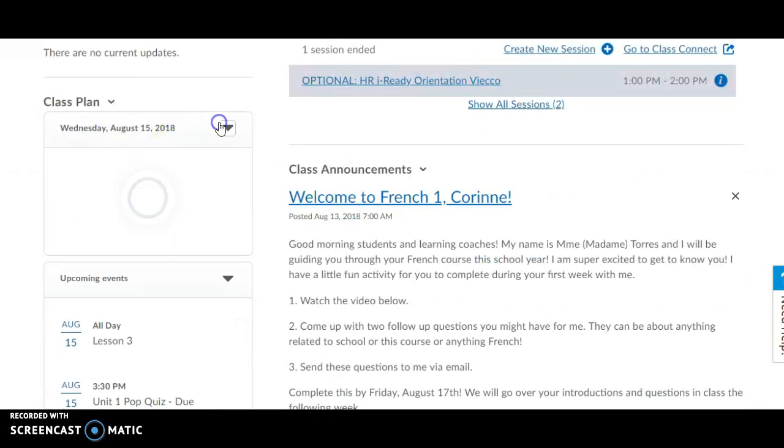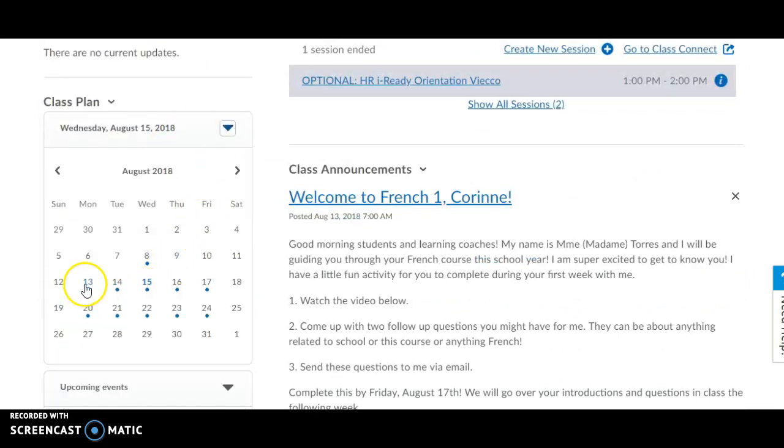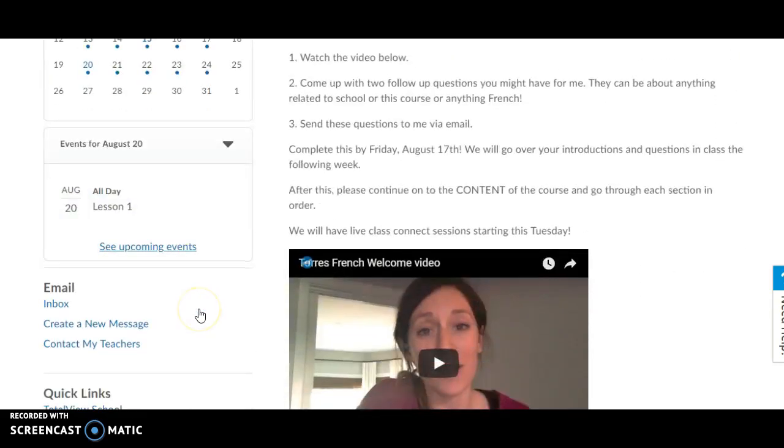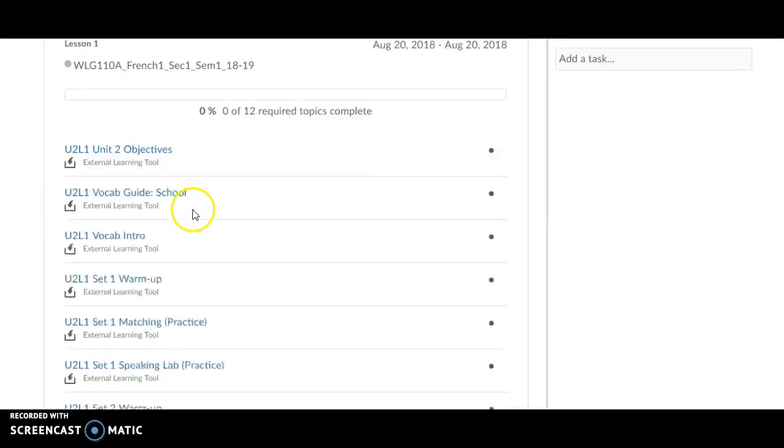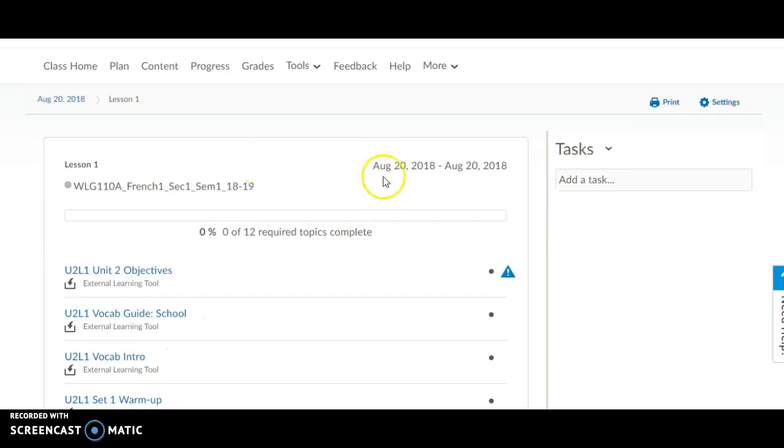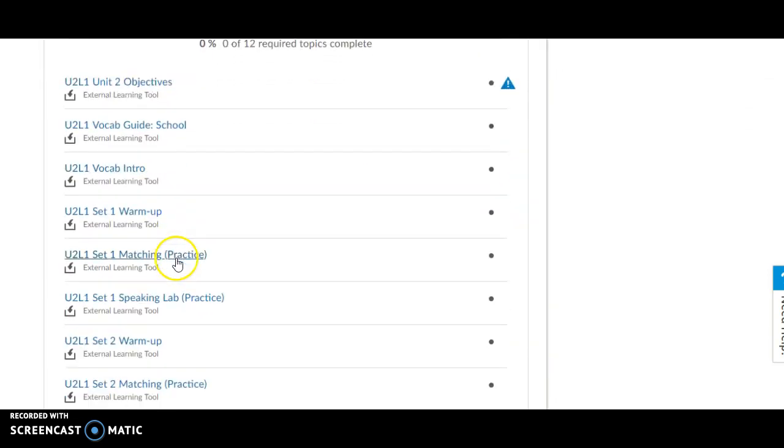Let's look at what you have starting on Monday next week to prepare you for class on Tuesday. Next week, you're going to get into the second unit. You're going to begin Unit 2. That's why it says Lesson 1 on Monday. So you'll work through Unit 2.